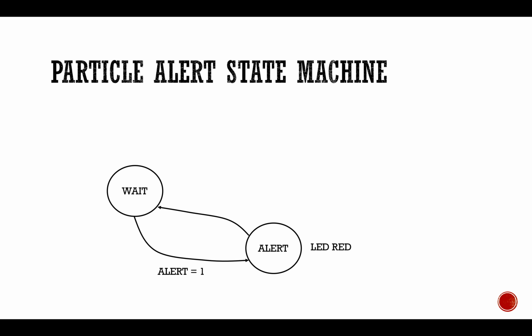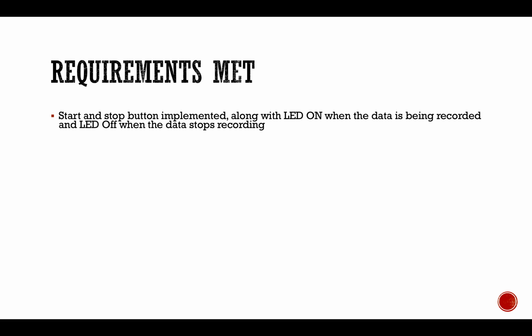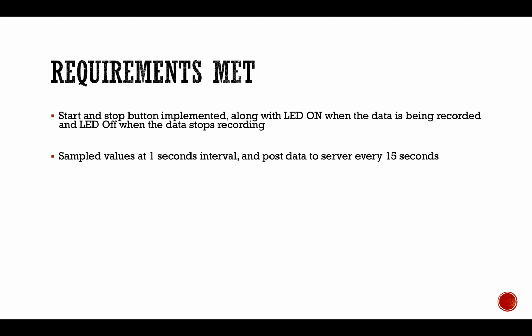We continue in this loop until we get an alert value which is false, and then we go to the no alert state. In this state, we switch off the red LED and then we go back to the wait state. So the requirements met for the Photon devices are that we have created a start and a stop button, and we switch on and off the LED depending on whether we are sampling the data or not.